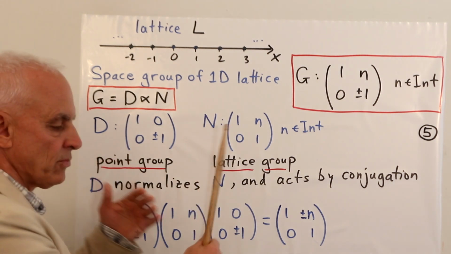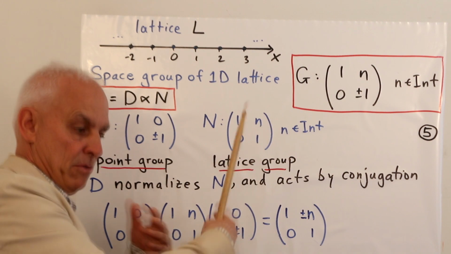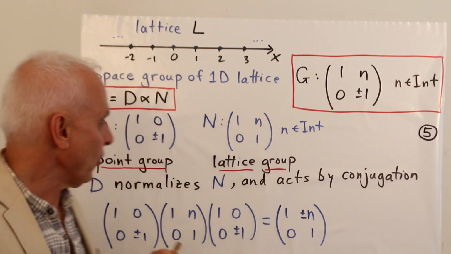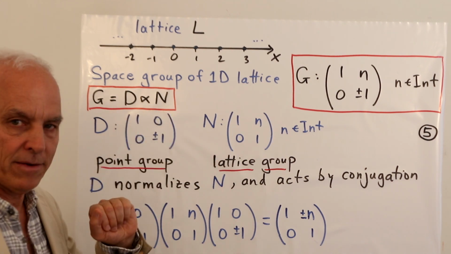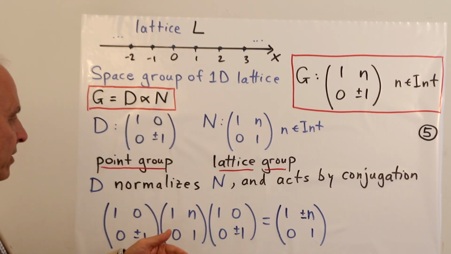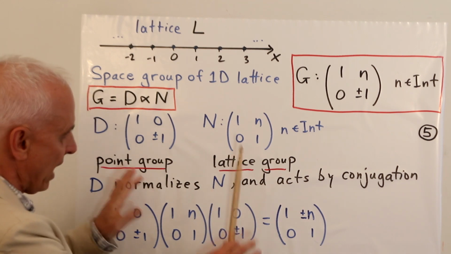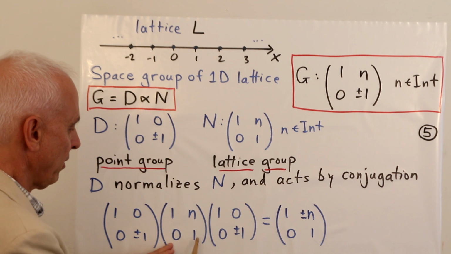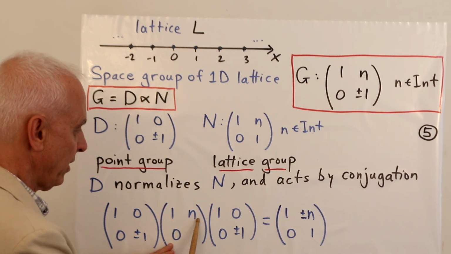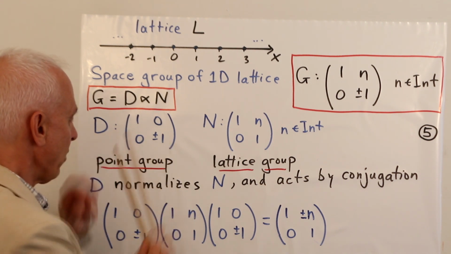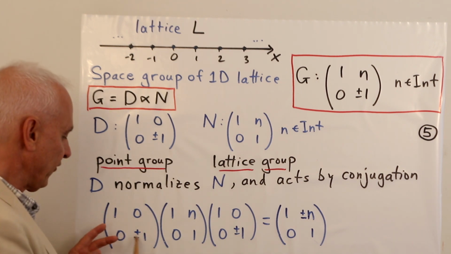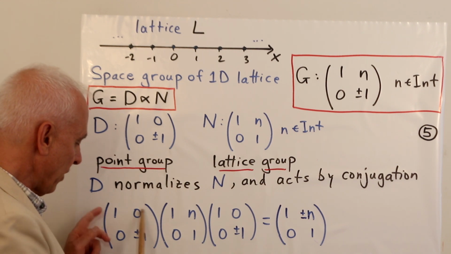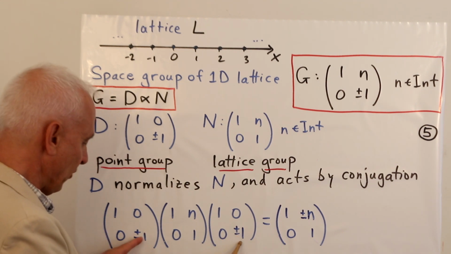And just as we had some relations between the A and the B group, well, that's now inherited by these subgroups. So D normalizes N and acts by conjugation. So we do the same kind of thing that we did before, but now with these specialized cases. We take this particular entry here with an n here, that's an integer, and we conjugate by one of these. So there's only two possibilities, so I'm going to do both of them at the same time by putting a plus or minus 1 here. And this plus or minus 1 is supposed to be the same as that one.